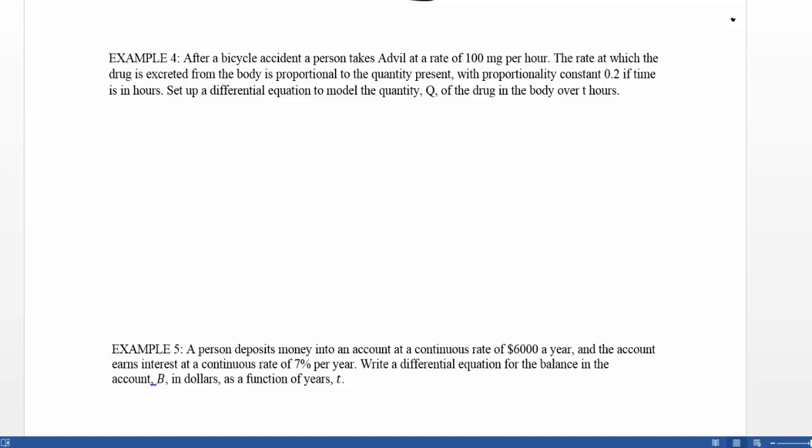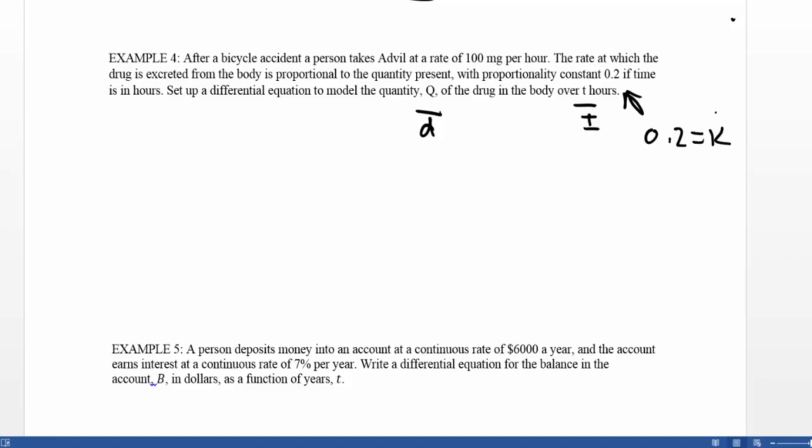So we're given our variables here. We're told to use Q for our quantity and T for our time. Q is going to be our dependent variable because the quantity depends on how much time it's been. So our independent variable is time in hours. And our proportionality constant K here is 0.2.